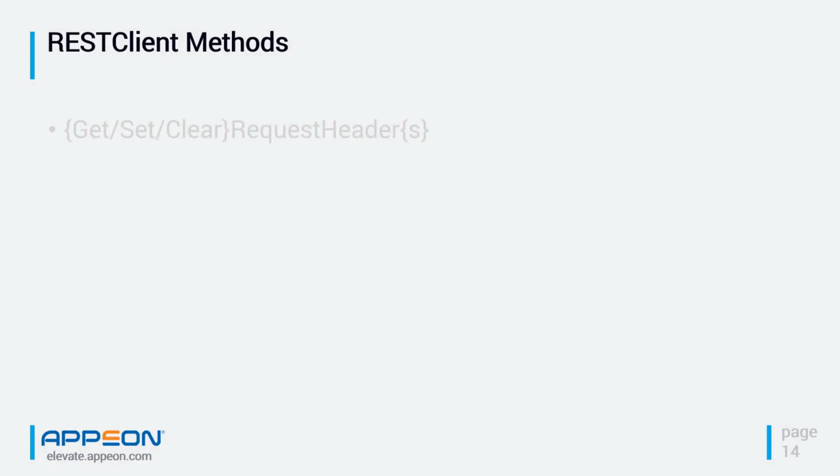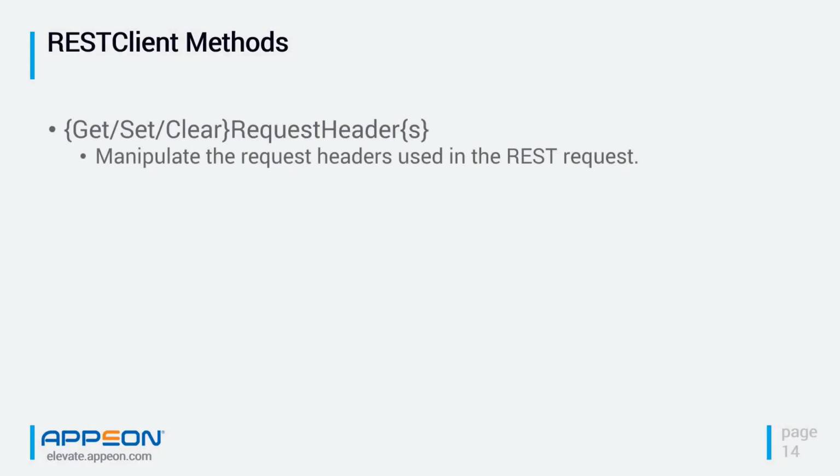And there are some REST client methods we didn't use here. If you want to do things like set basic authentication headers, this is where you would do that. There are actually three variations of the method: get request headers, set request headers, and clear request headers. And there are also non-plural versions of those methods. And I just summarized them right there.